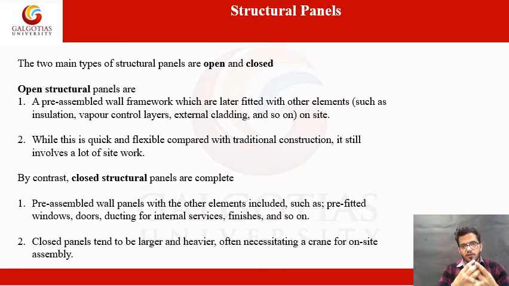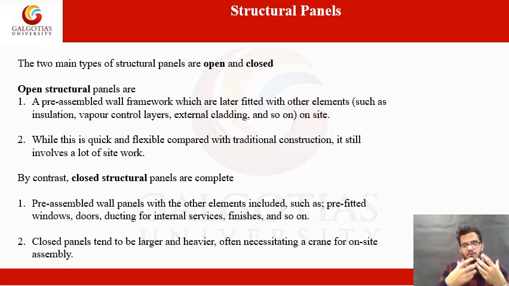Finally, if we talk about the structural panels, we have different types of structural panels in a prefabrication system. We have open and closed systems. In an open structural panel system, a pre-assembled wall framework is later fitted with other elements such as insulation, ducting systems, vapor control system, external claddings and so on, on the site. So the whole component is used and then other components are added on that. While this is quick and flexible compared with the traditional construction method, a lot of site work is still involved in this type of open structure system.